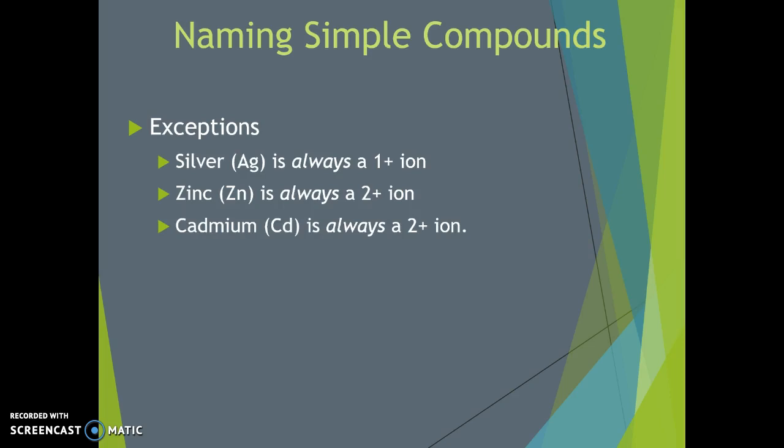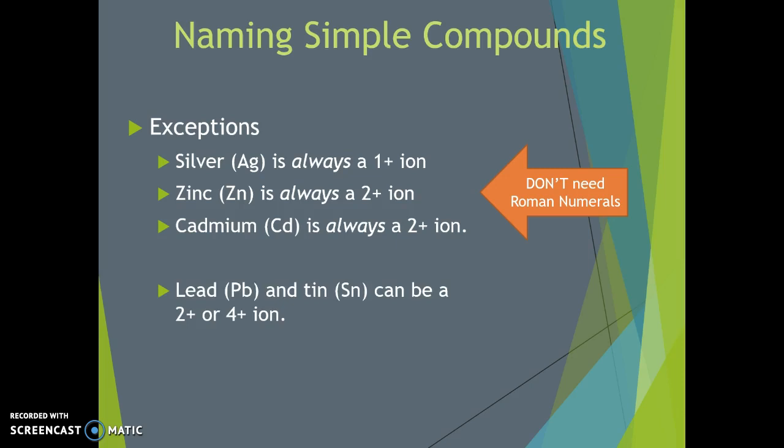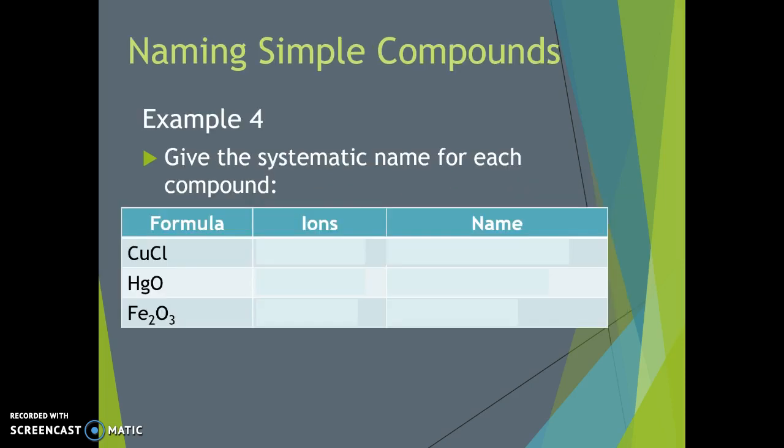Silver, zinc, and cadmium are all transition metals. However, they do not form ions with multiple charges. Silver is always +1, zinc is always +2, and cadmium is always +2. Therefore, we do not use Roman numerals when naming compounds containing these ions. On the other hand, lead and tin are not transition metals. However, they can form multiple ions. So we must include Roman numerals to communicate whether it's the +2 or +4 ion in the compound.